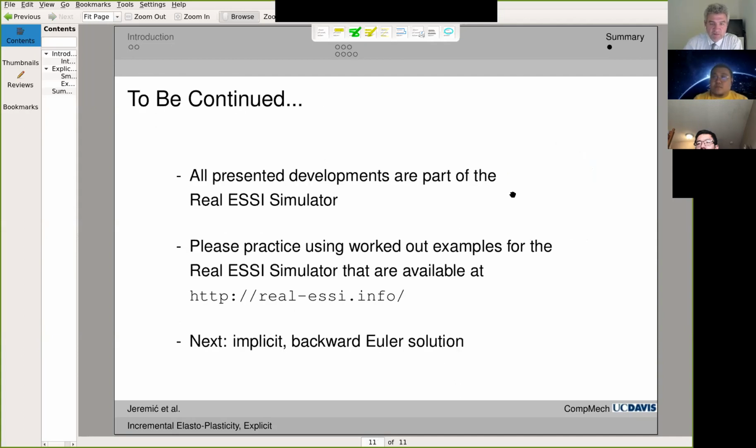So with that, we'll stop this. Again, all these developments are parts of Real Easy Simulator. You can find many examples, and so now it's up to users to work out, to actually play with those examples and learn more about how to do this explicit modeling, and you know, for different step sizes, you can see how the error increases and so on.